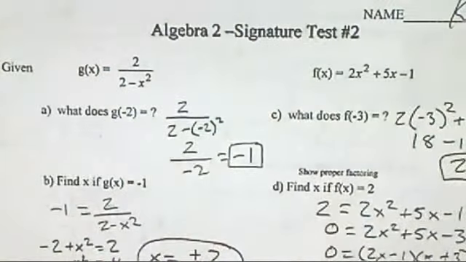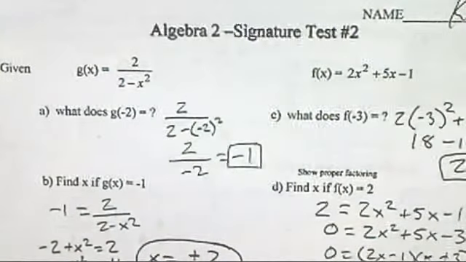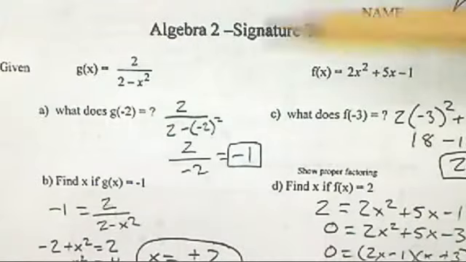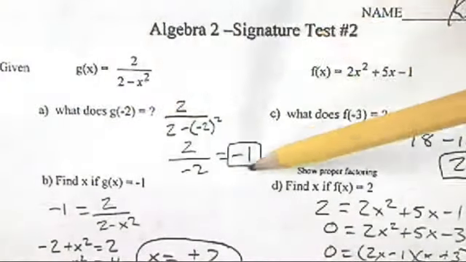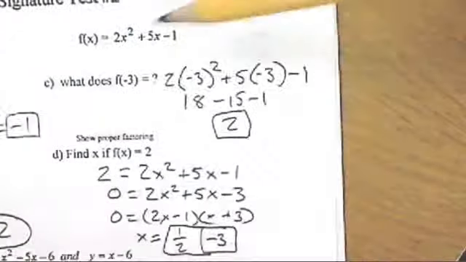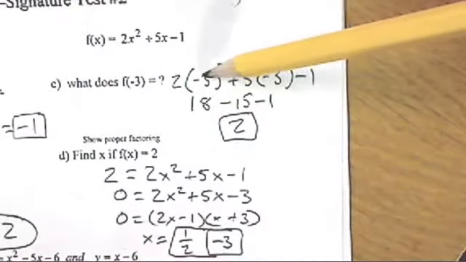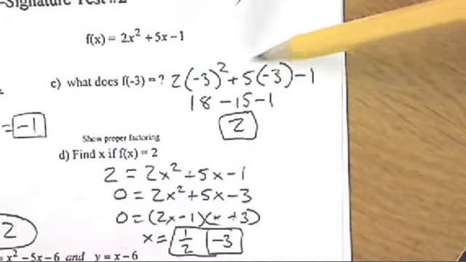I gave you the solutions today, but wanted to give you a quick video of them also. So g of -2, you plug in -2 for the x, and then you just simplify. F of -3, you plug in the -3 for the x's, and you simplify.